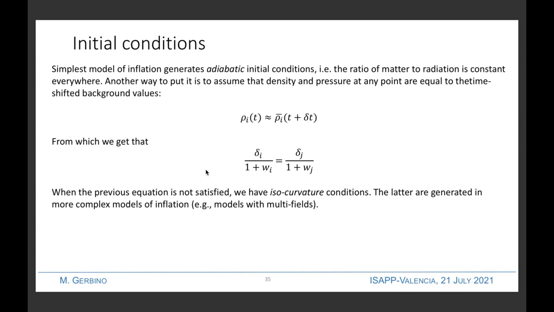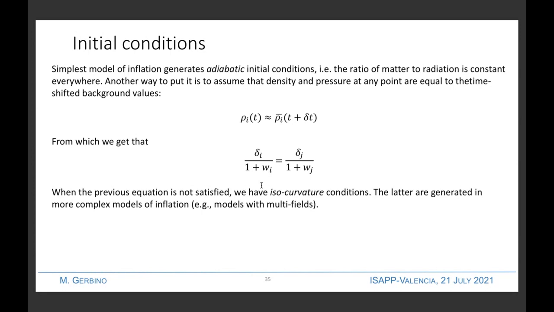Of course, we have many different models of inflation, and some of these models can be very complicated. And in more complicated models of inflation, the initial conditions that are put on the perturbations to the universe components can be different from the adiabatic initial conditions. In particular, when the second equation in this slide is not satisfied anymore, we talk about isocurvature initial conditions. For example, this can happen when we have more than one field that is important during the inflationary stage.